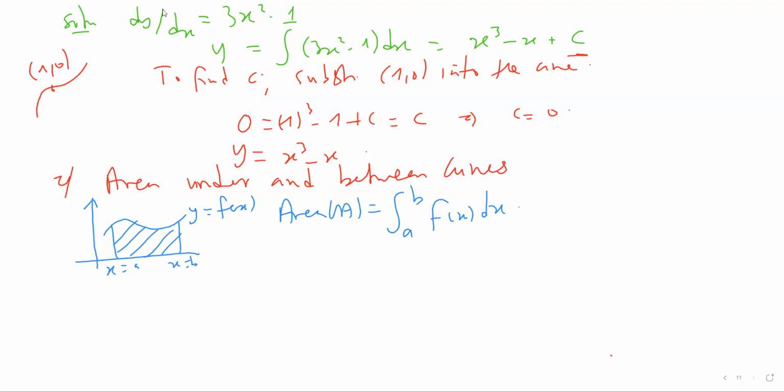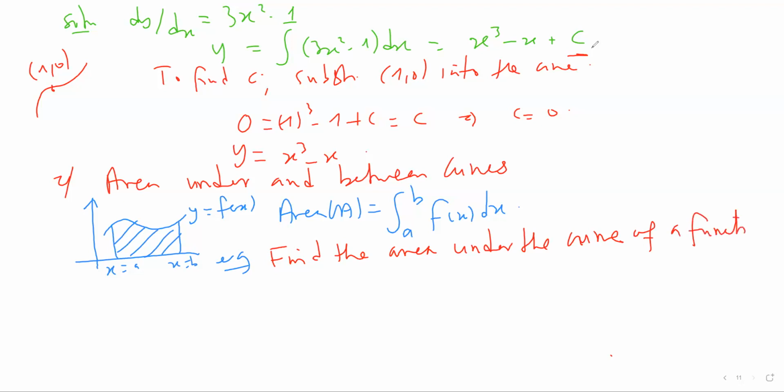Right? So for example, you can say find the area under the curve of a function f of x equal to 7 minus x squared within the interval x equal to -1 to x equal to 2.